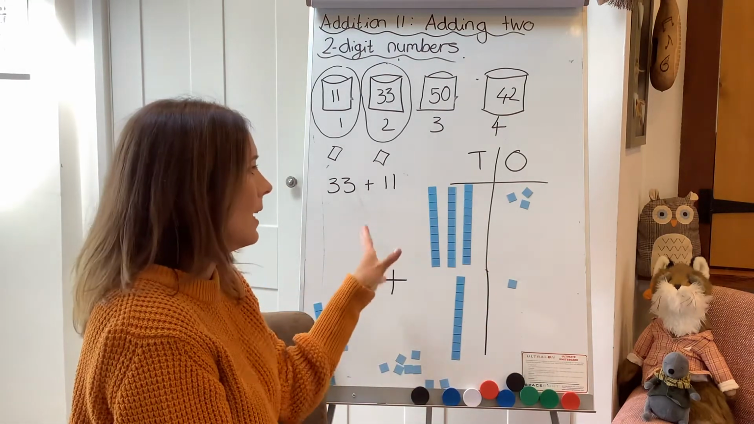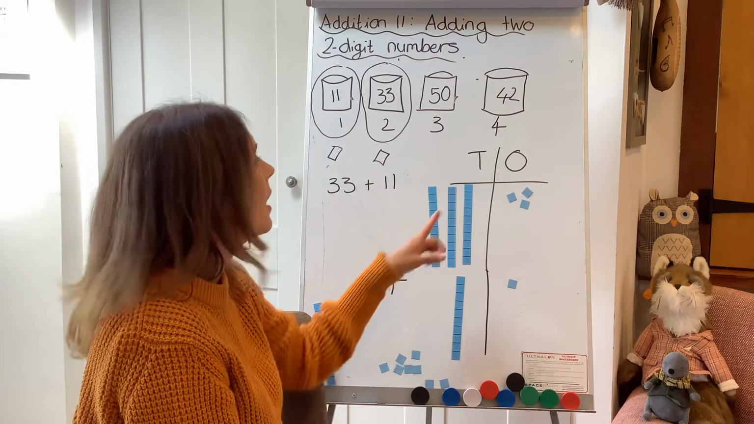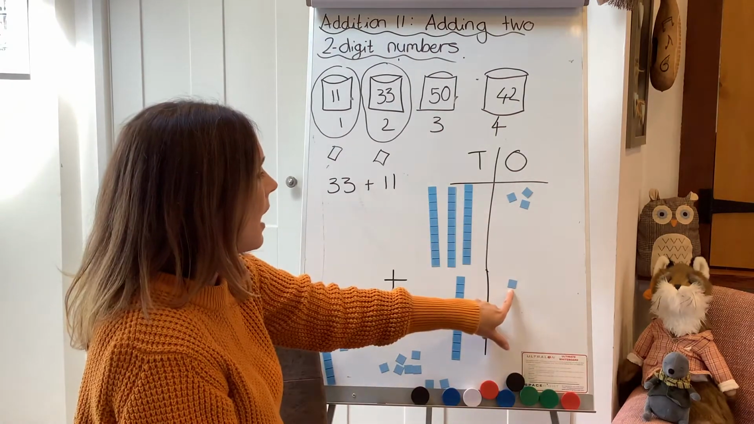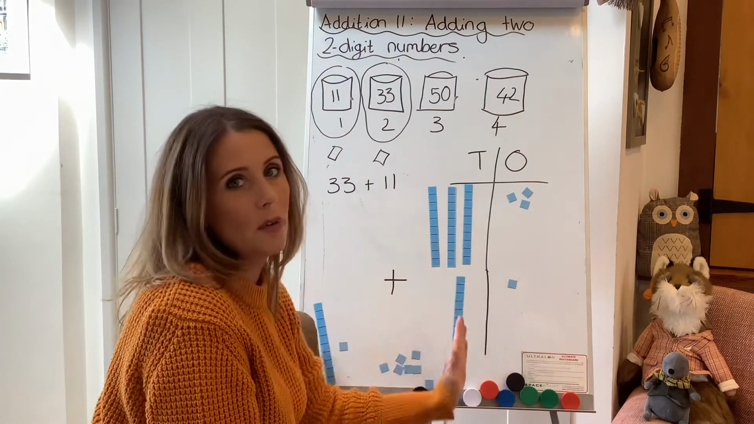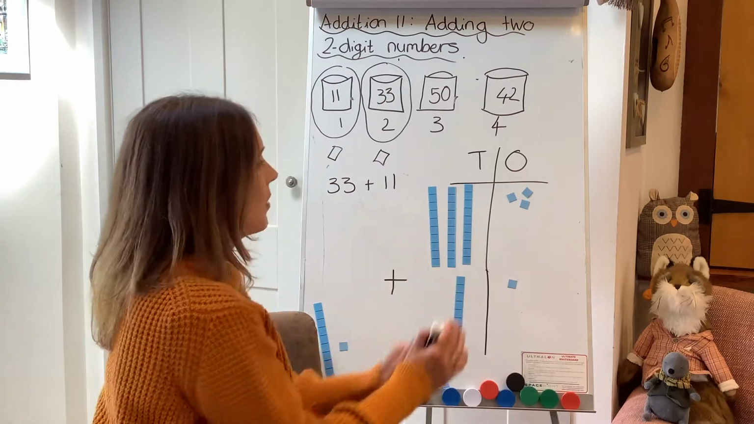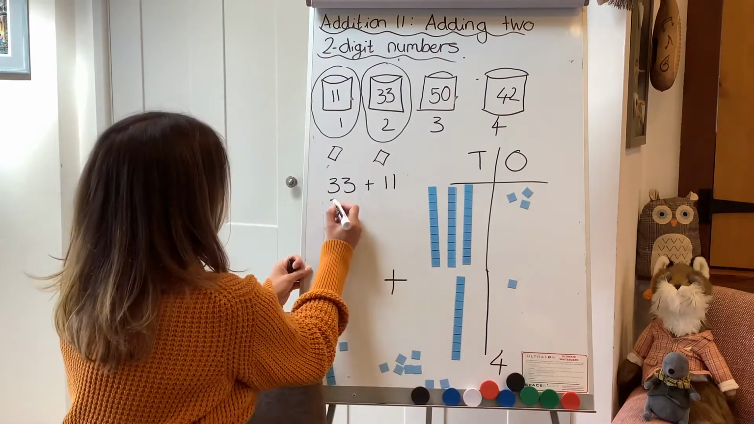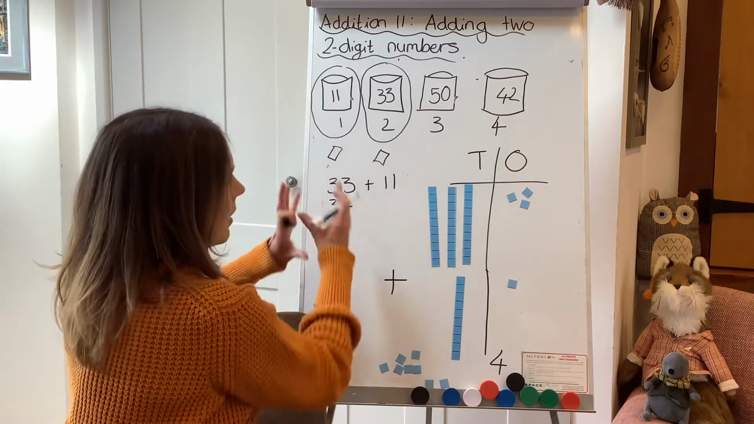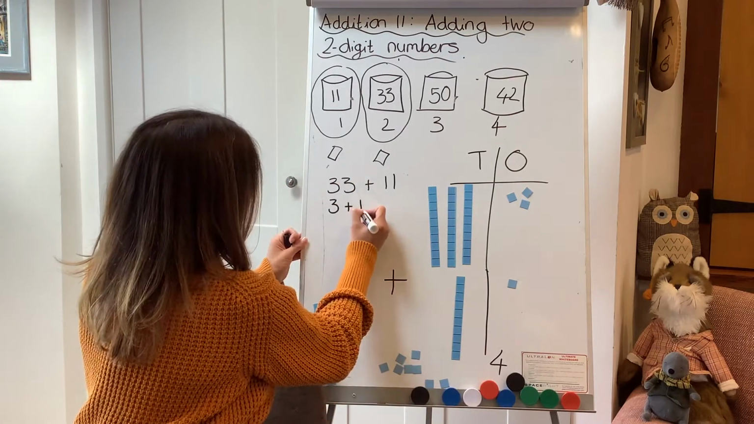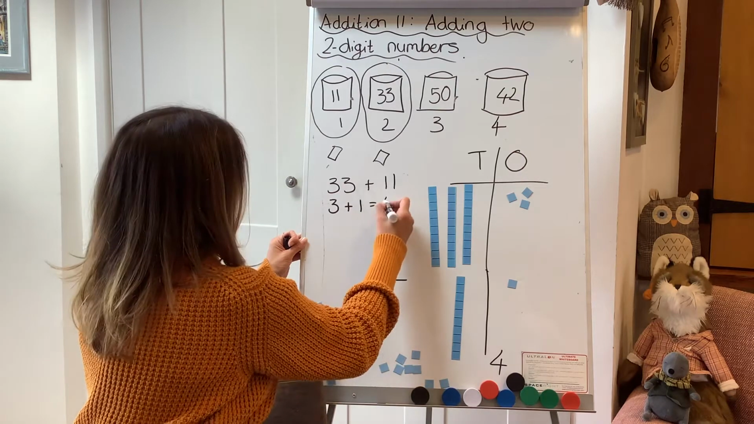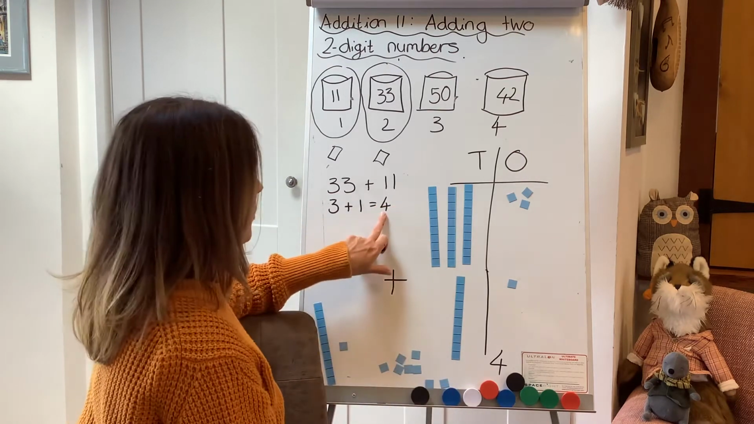We're not going to do any exchanges in this session. So we've got 3 1s and 1 1. If we're using this way, we start with the ones first. 3 and 1 makes 4. So I can keep a little calculation here of what I'm doing. 3 and 1 is equal to 4.